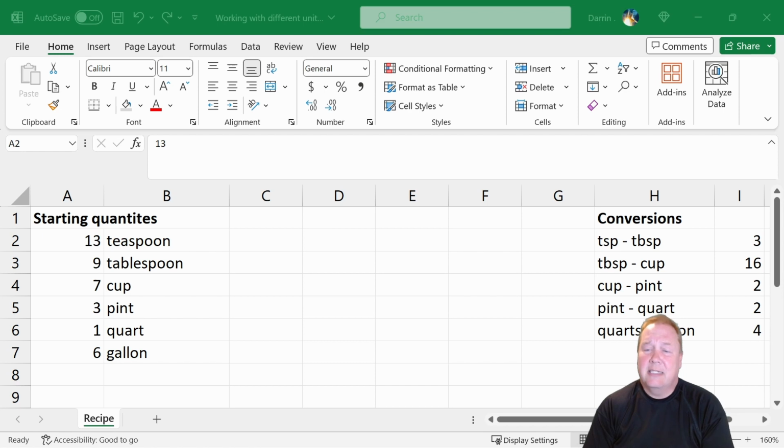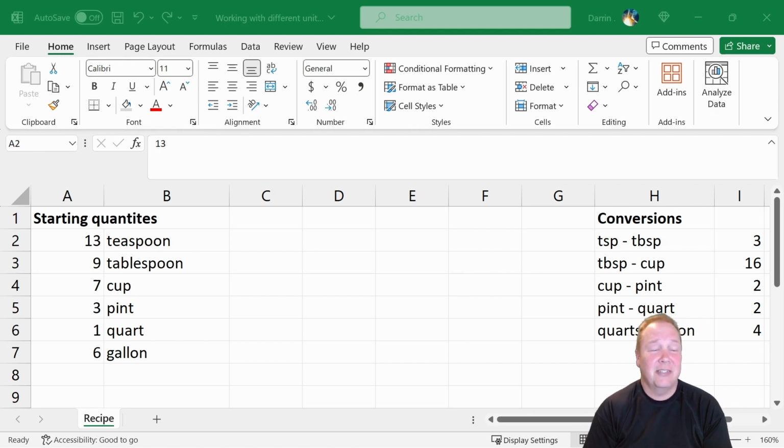Up on the screen on the right-hand side, I have the values of the conversions. I don't know all of these off the top of my head. If you're a professional cook, you probably do. If you're not, you probably don't. So there are 3 teaspoons in a tablespoon, 16 tablespoons in a cup, 2 cups in a pint, 2 pints in a quart, and 4 quarts in a gallon. Why are any of those numbers like that? Got a clue. But that's what we've got to work with, so that's what we're using.